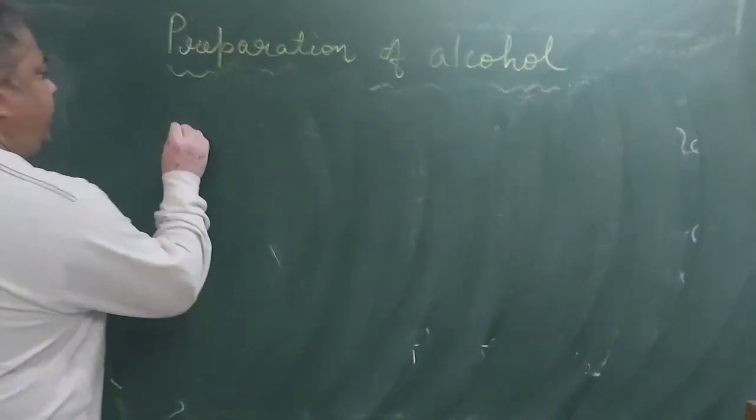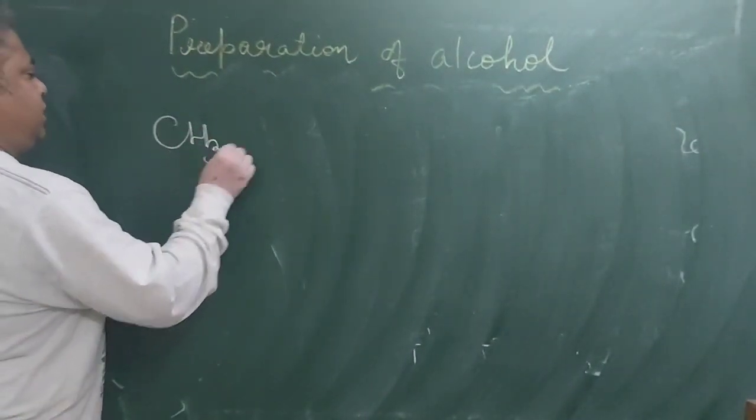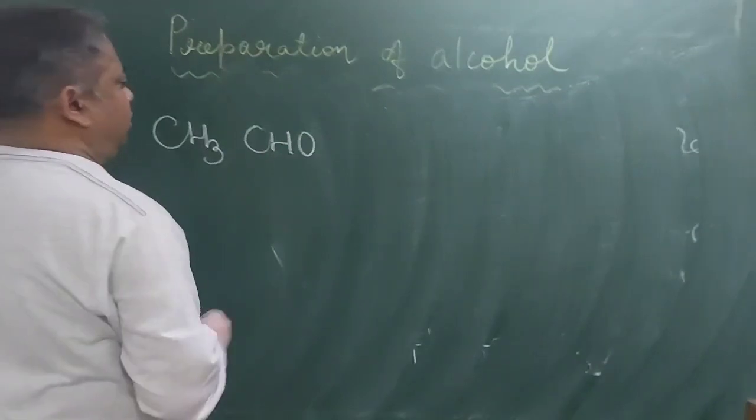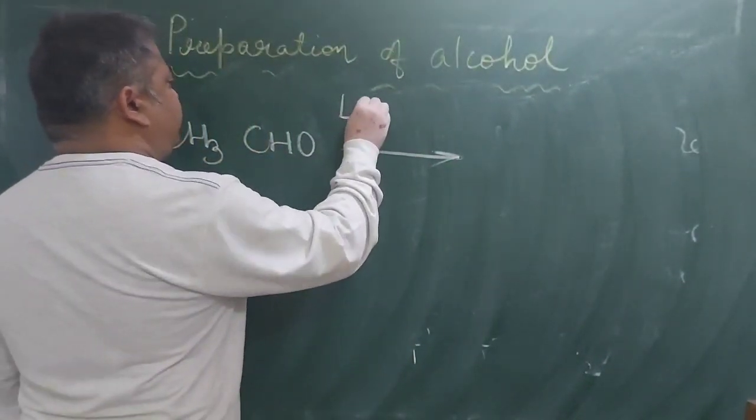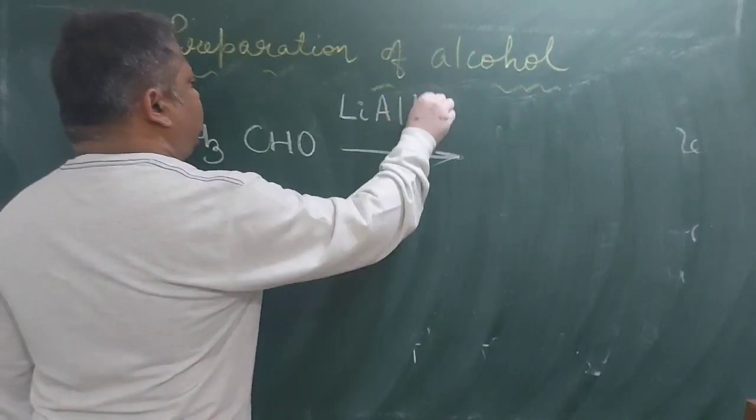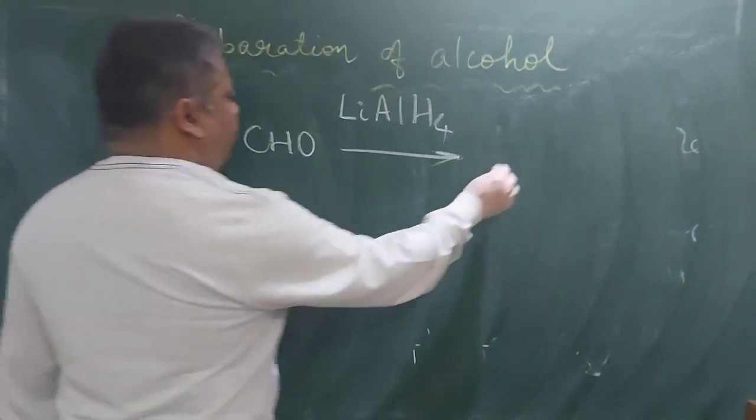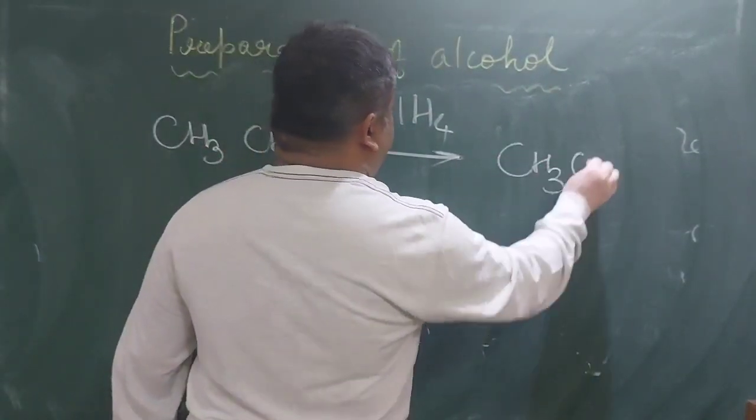If you take any aldehyde, CH3CHO, and reduce it with a reducing agent, this is a very common reducing agent which you have to remember, lithium aluminum hydride, it will form CH3CH2OH.